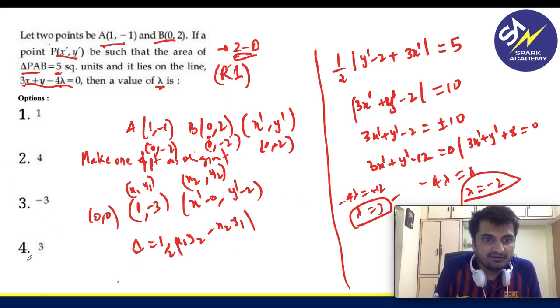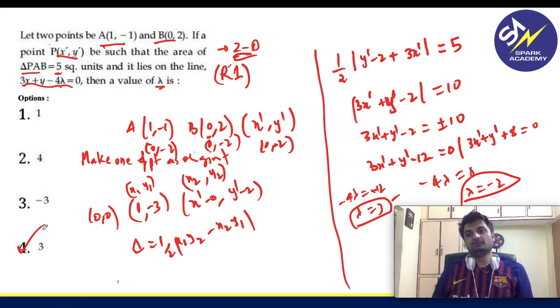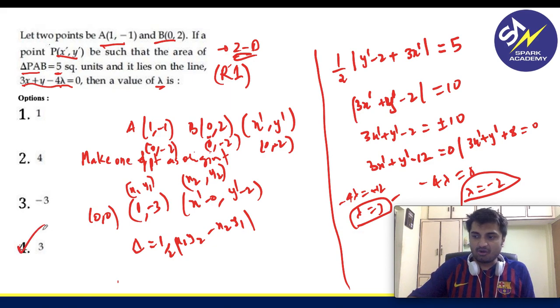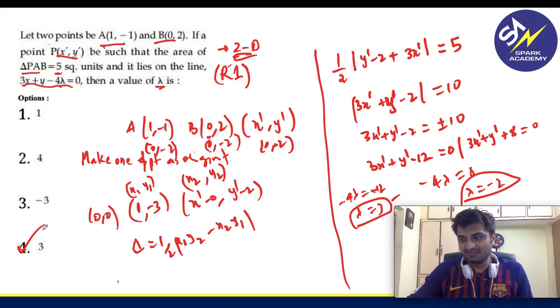So lambda is nothing but 3 here. So simple, right? So that is why it's a round 1 question, because you can directly use a trick here, guys.